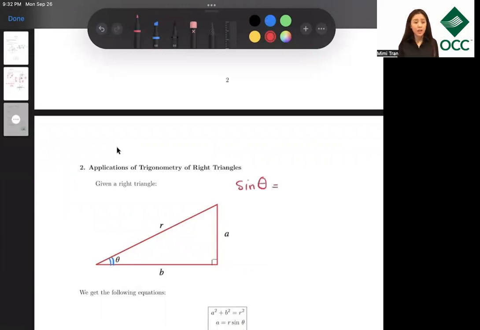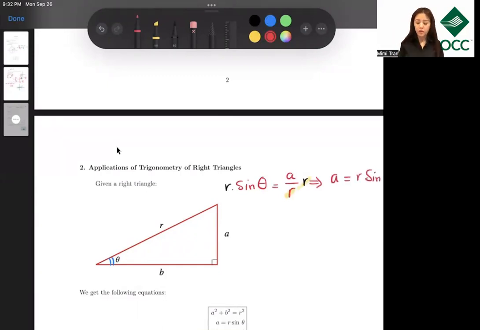Opposite over hypotenuse, right? Opposite here is denoted as a, and the hypotenuse is the radius. If I want to solve for a, all I do is multiply both sides by r. So if I multiply both sides by r like that, this r cancels. So I have a equals r sine theta.